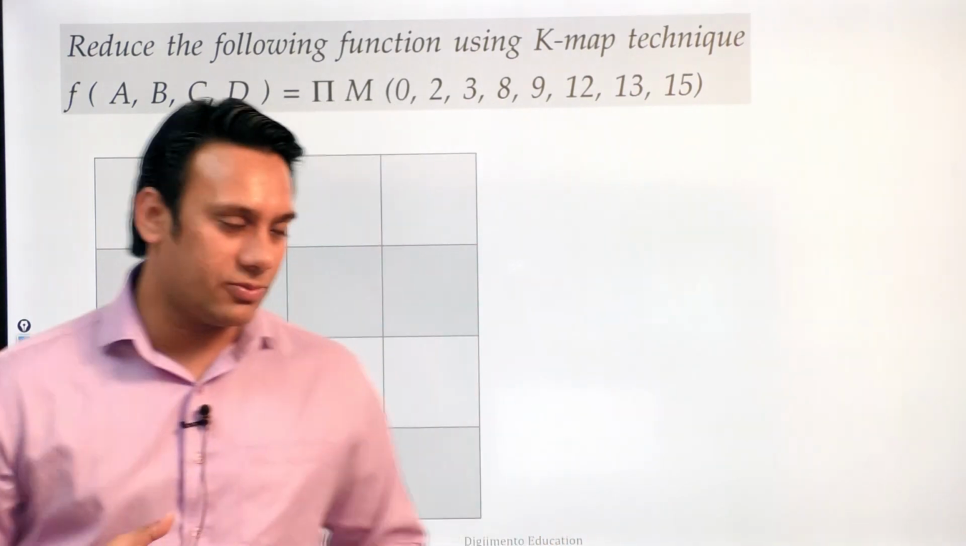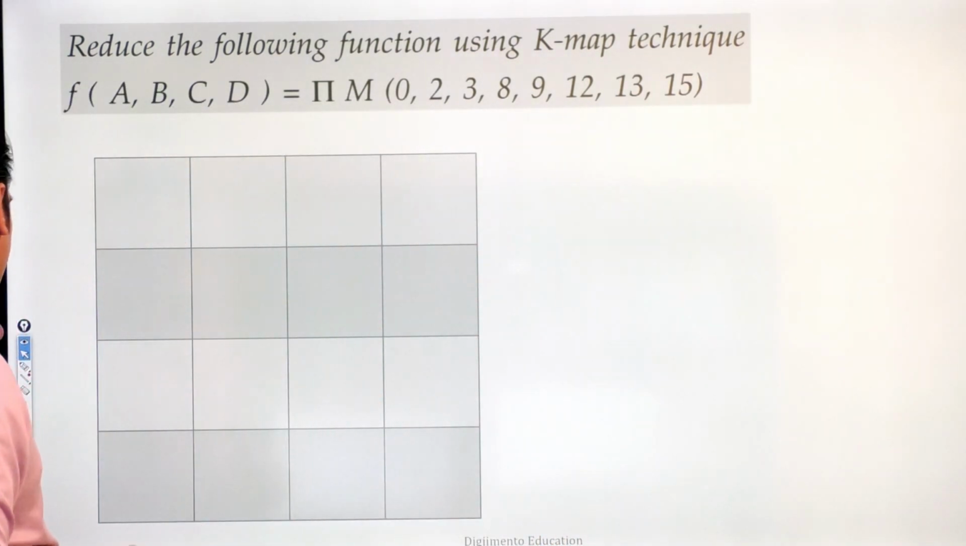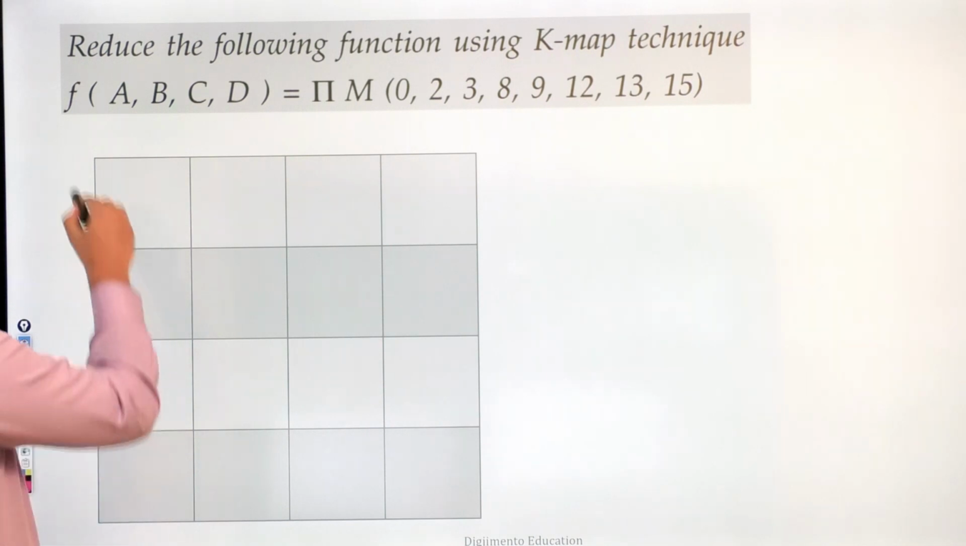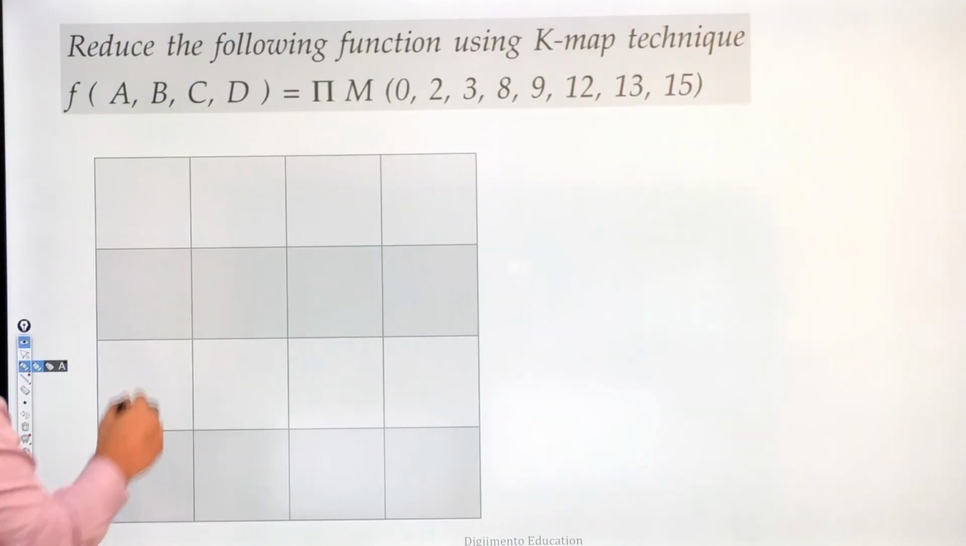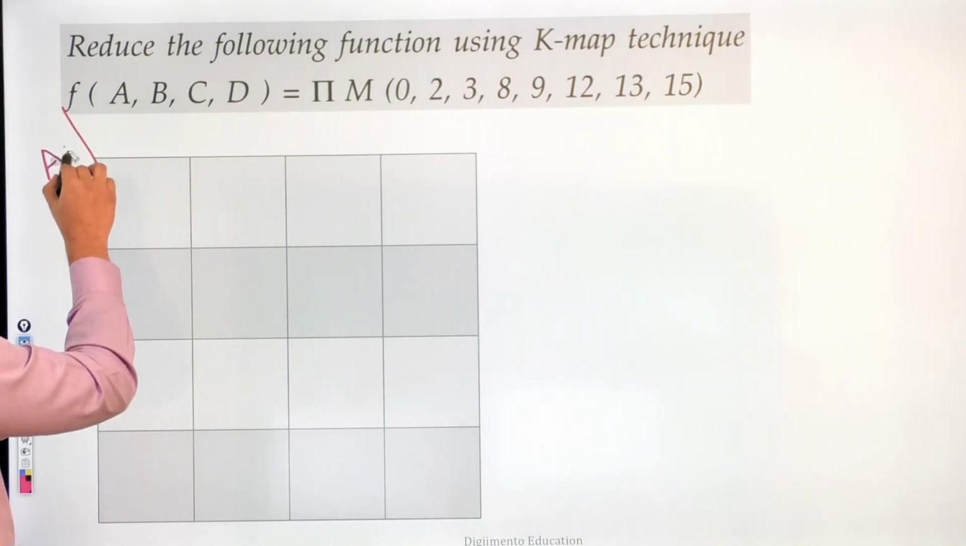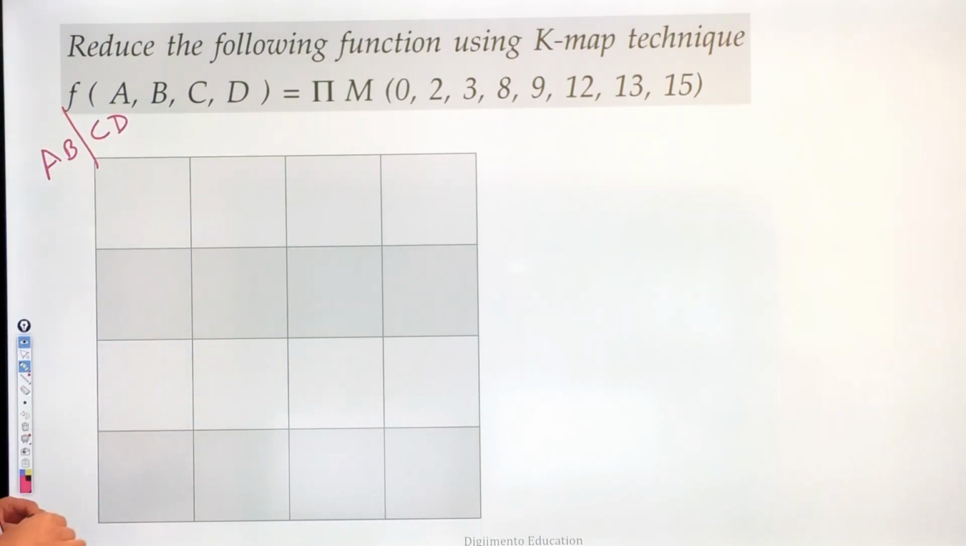Okay? Let me show you what I'm trying to say here. So this is the variable AB, and this is the variable CD.